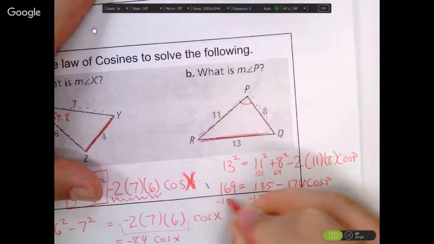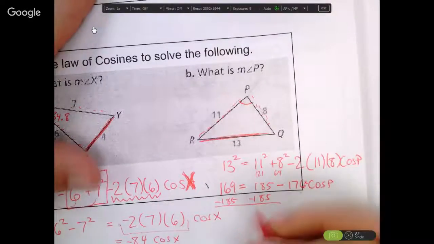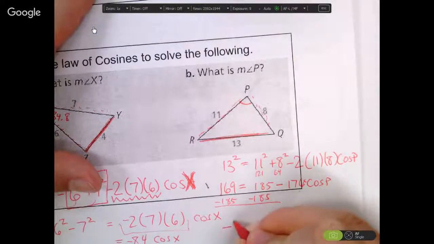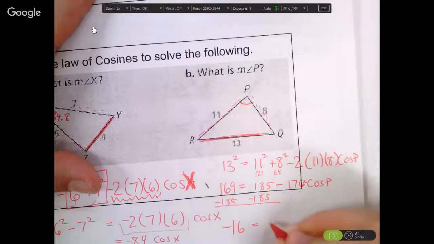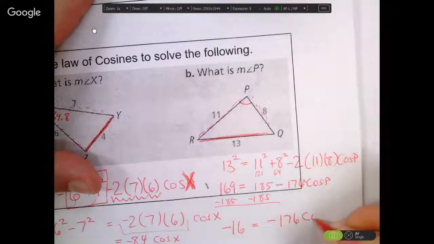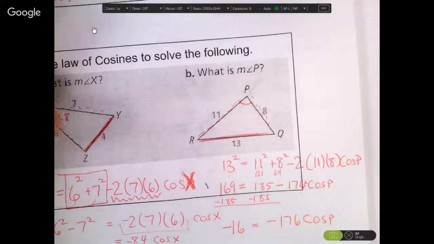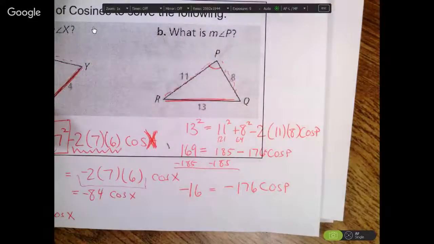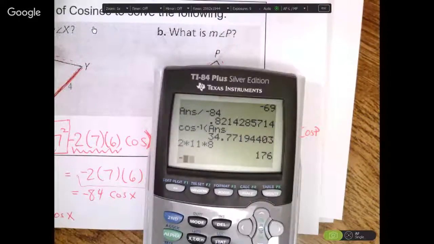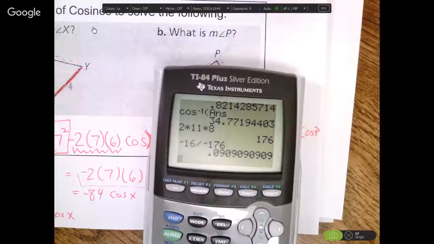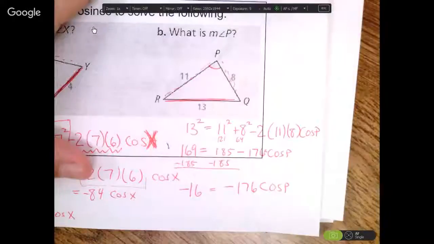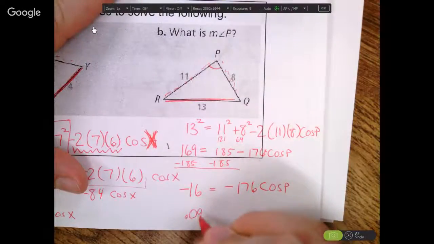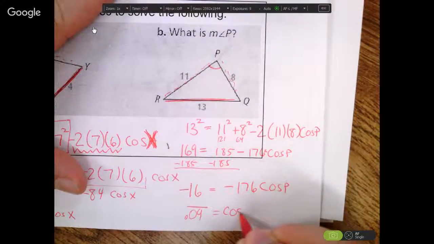I kind of did all these steps super quick on the other one. You got negative 16 equals negative 176 cosine of p. Now you divide by negative 176. Okay, so negative 16 divided by negative 176 gives me 0.0909090909, 0.09 repeating equals cosine of p.